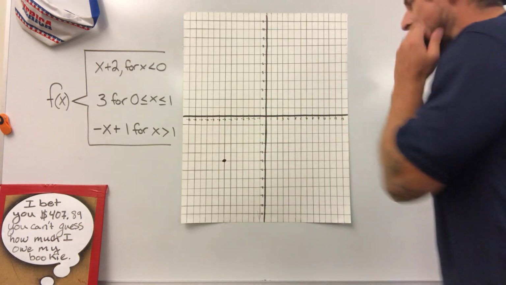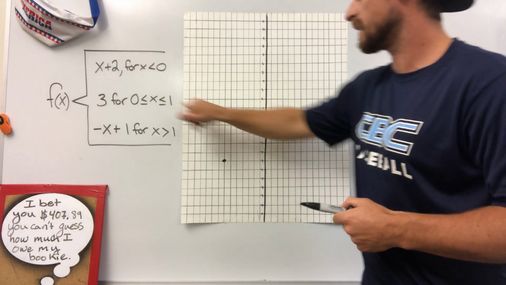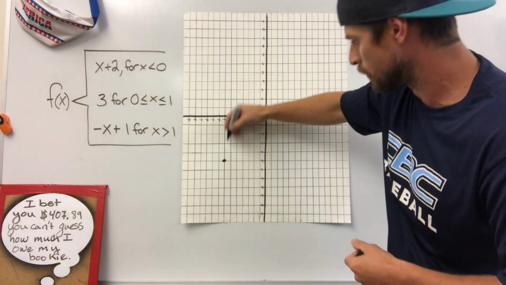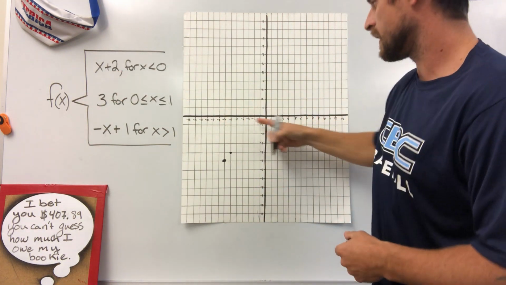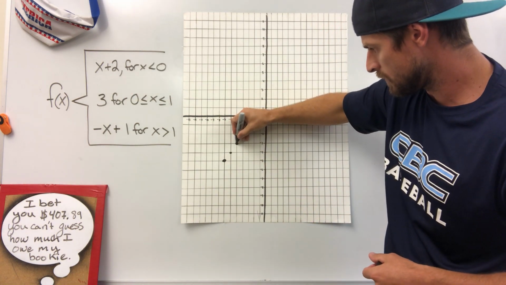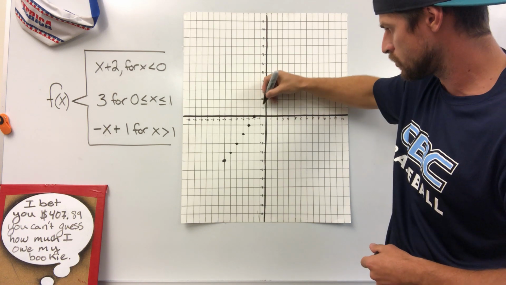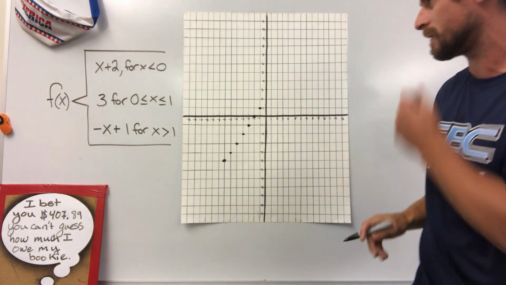Okay? Next, what I'm going to be doing is, let's just do negative 6. Negative 6 plus 2 is going to give me negative 4 right here. Negative 5 plus 2 is going to give me negative 3. And we notice that we have a pattern happening, right? We are creating a straight line, and this is my function.